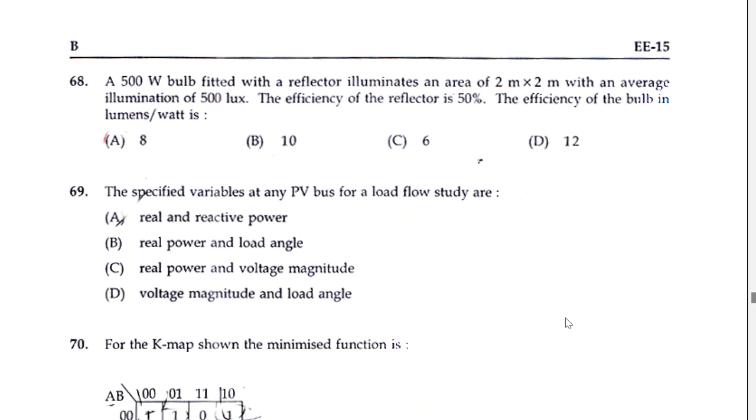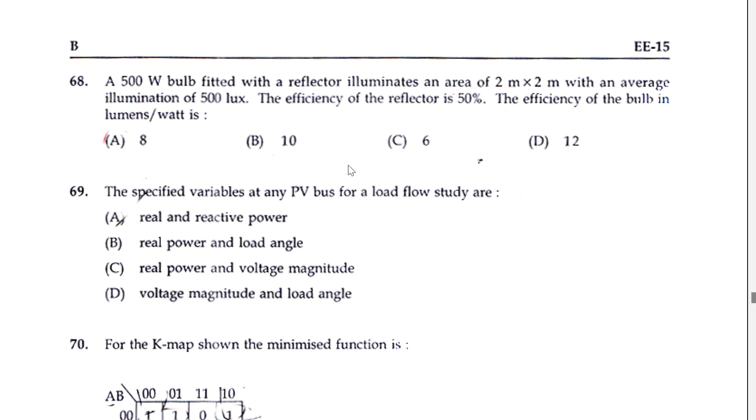Next one. This question is from the utilization of electrical energy. A 500 watt bulb fitted with a reflector illuminates an area of 2 meters into 2 meters with an average illumination of 500 lux. The efficiency of the reflector is 50%. Find the efficiency of the bulb in lumens per watt.